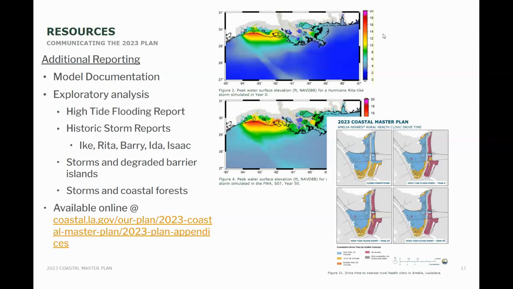We did a similar thing looking at coastal forests. How much do the swamps of the Maurepas Basin and Upper Barataria reduce the wind fields of hurricanes? And if we maintain those coastal forests versus losing those coastal forests, what would be the impacts on storm surge and winds in the coastal zone? And so those reports are all currently posted under Appendix H on our plan website there. The link is at the bottom.